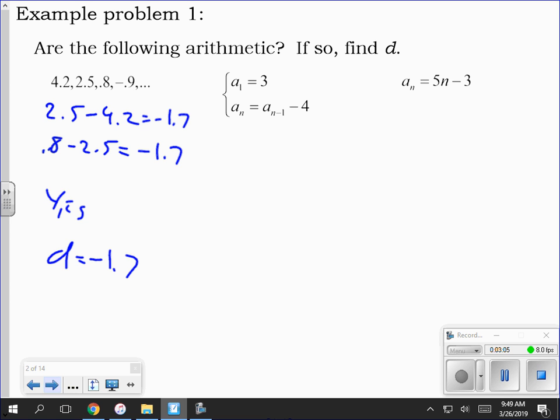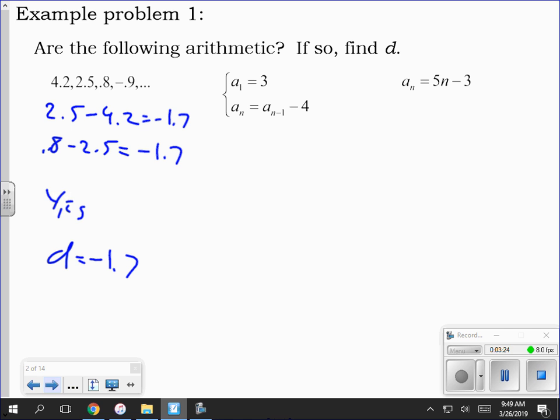If I want to test for an arithmetic, I take a term and I subtract the one in front of it. Take a term, subtract the one in front of it. If I get the same thing every time by subtracting, that's my D. Then it's an arithmetic sequence. Next one is a little more difficult, but it's not bad.